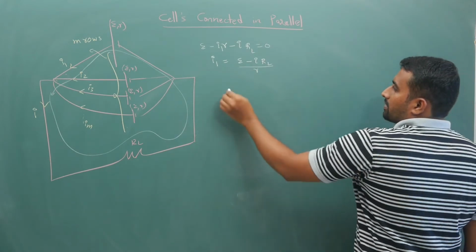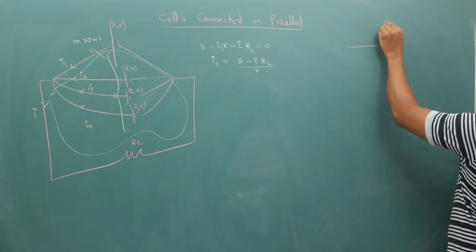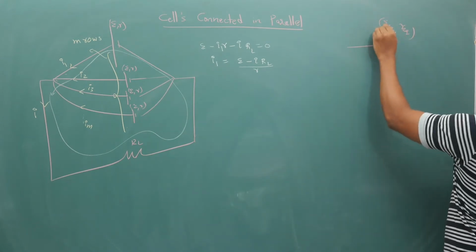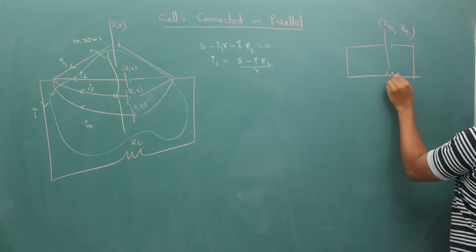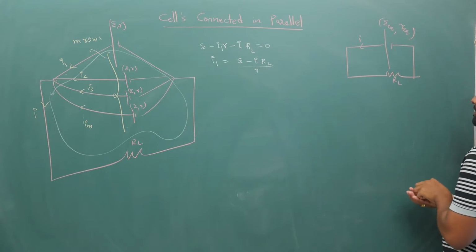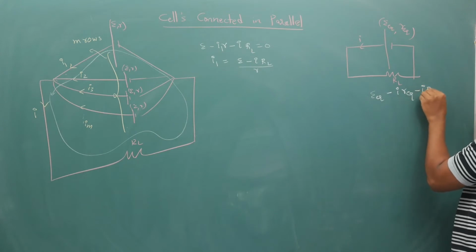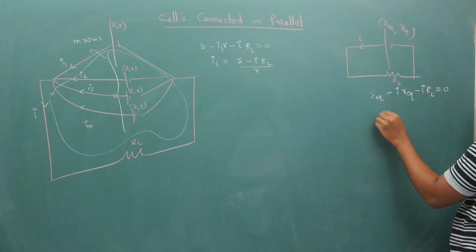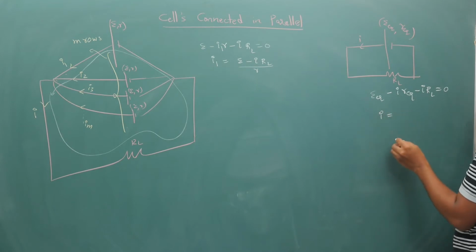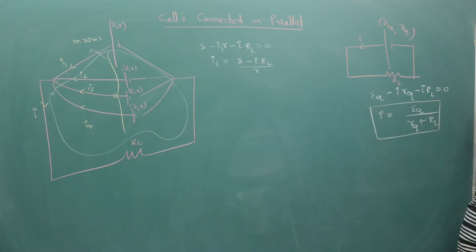Next, for the equivalent circuit, you are going to replace this with a single cell, R equivalent, and R load. It should also pump the same amount of current. If it is pumping out the same amount of current, that will give you E equivalent minus I times R equivalent minus I times R load is equal to 0. I have applied Kirchhoff's law, that's all. So that will give you I is equal to equivalent EMF by (R equivalent plus R load). Now keep this in mind.